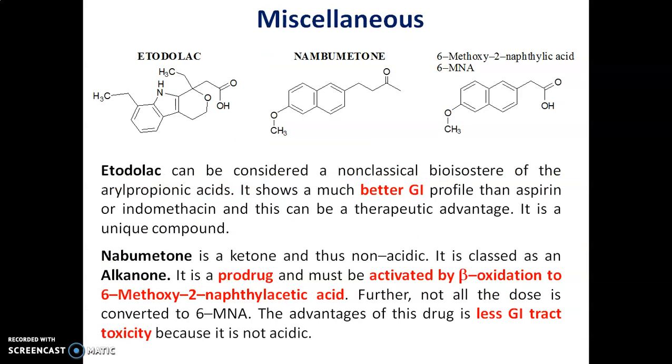Miscellaneous drug, it includes etodolac, nabumetone. Etodolac is considered as a non-classical bioisostere of aryl propionic acids. It has much better GI profile than aspirin. Nabumetone is a ketone and thus non-acidic, and it is classed as an alkanone. It is a prodrug and must be activated by beta oxidation to give 6-methoxy 2-naphthyl acetic acid.